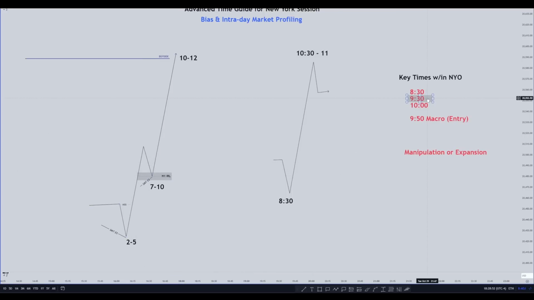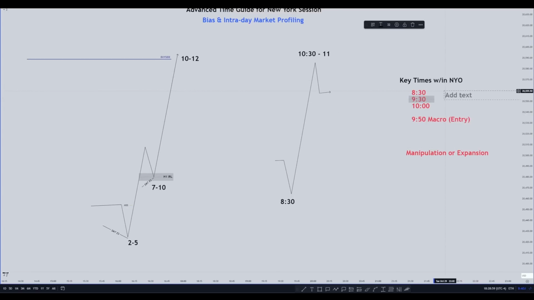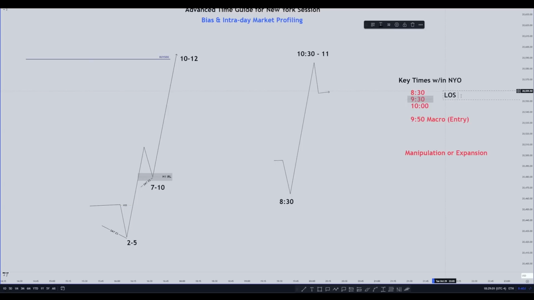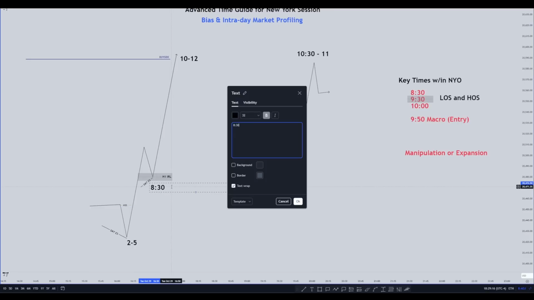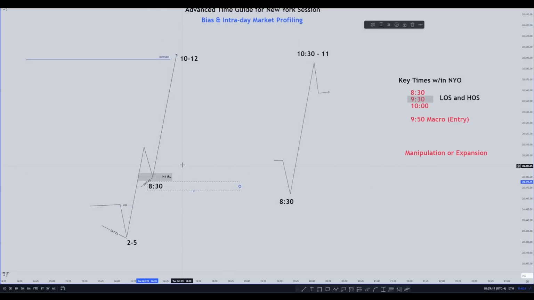That's a key time that this low has been put in for the New York session. So these key times are low and high, low of session and high of session. Most times are going to be relative to one of these three. Our low of day and high of day could also be relative to one of these three. But if we see 8:30 manipulate and drop into a gap, are we likely to see 9:30 manipulate as well?